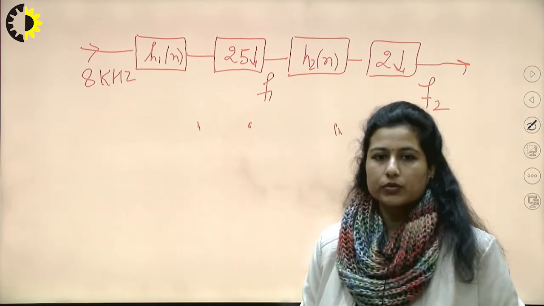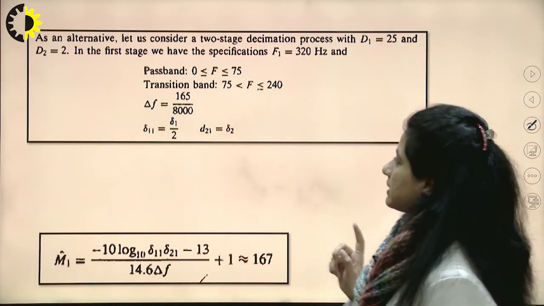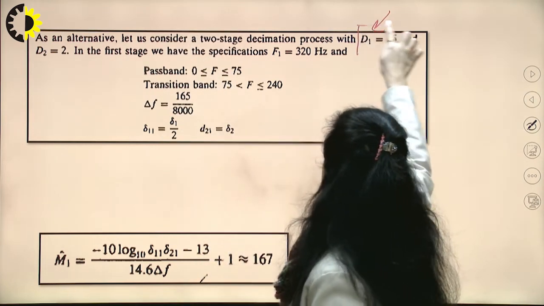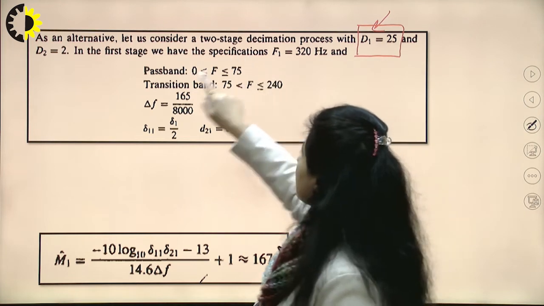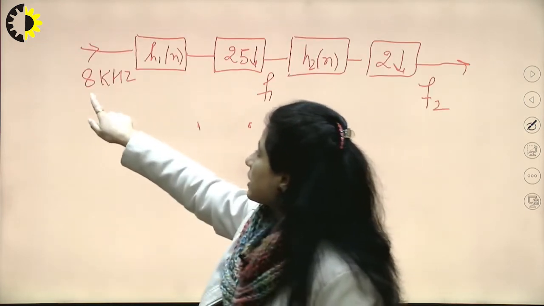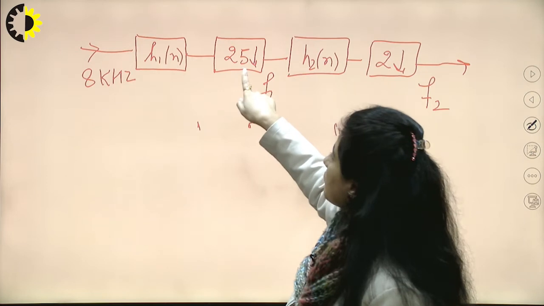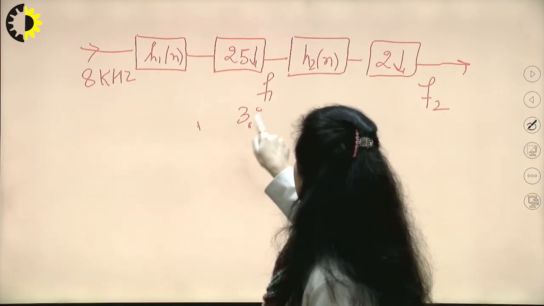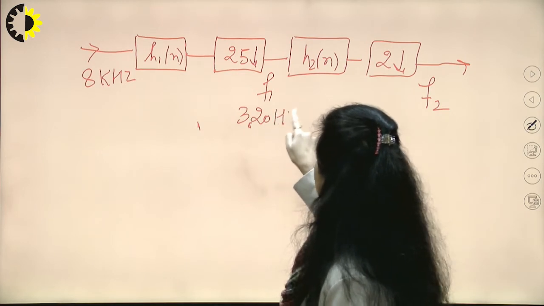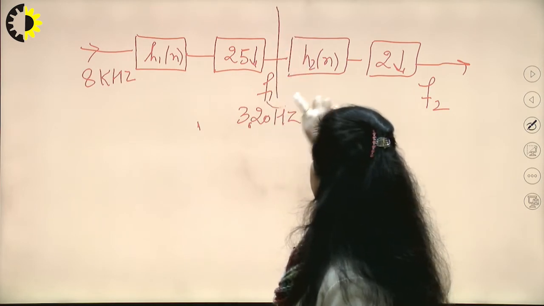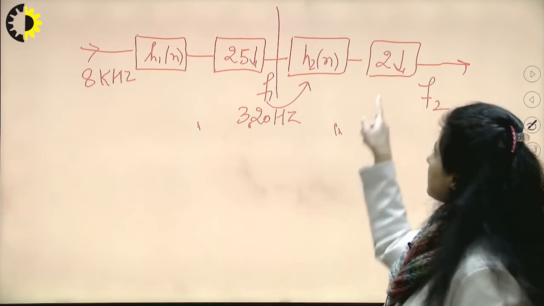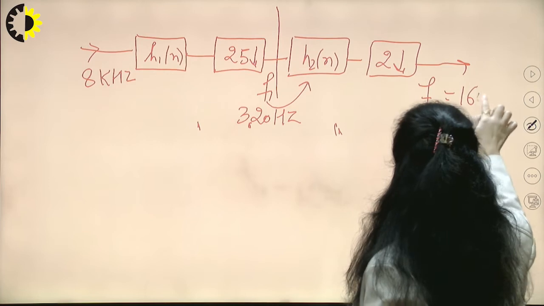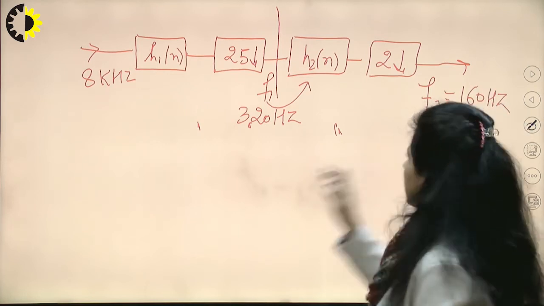So let us see how we are doing this. For the first stage, I am using D1 as 25. So if the input frequency here is 8 kHz and I am decimating it by 25, the frequency I am getting here is 320 Hz. This would become input for the second stage. It has to be decimated by 2, so this frequency is going to be 160 Hertz. So those are the two stages.